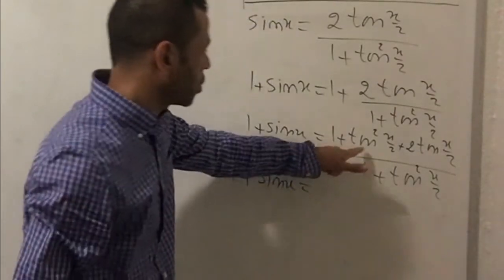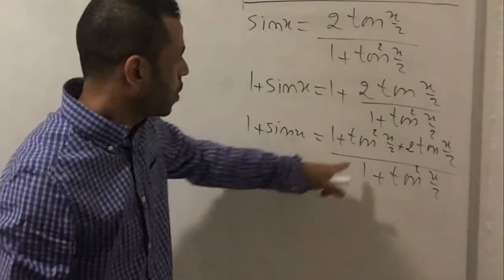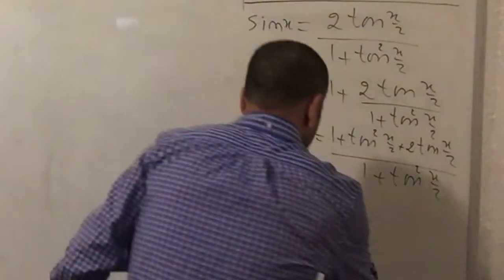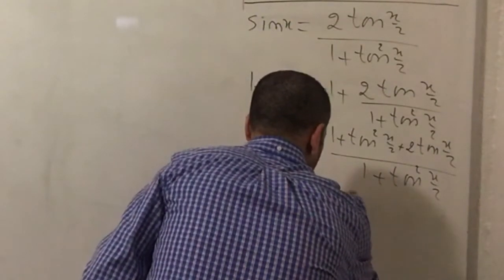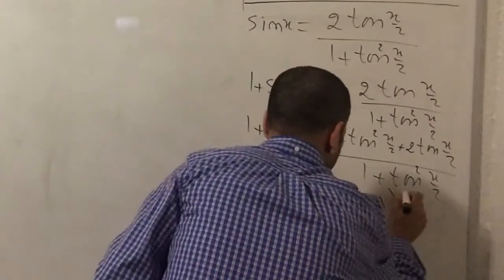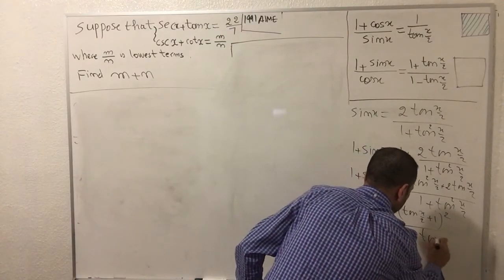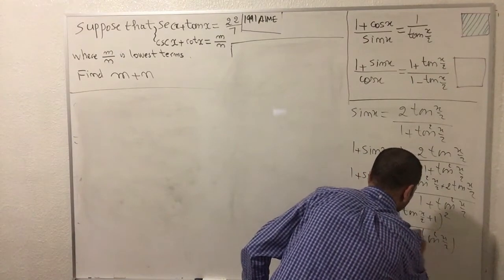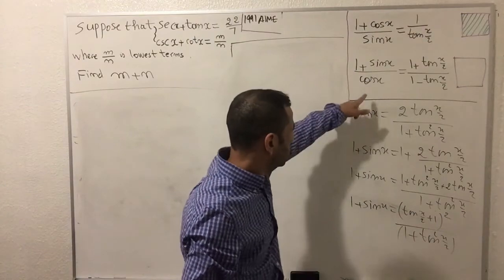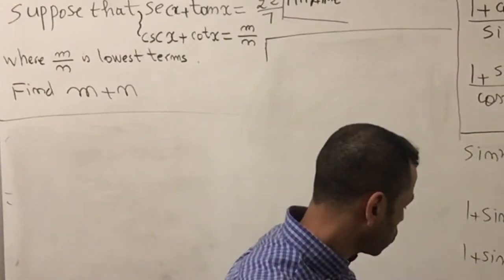So what is this? Tangent square x over 2 plus 2 times tangent x over 2 plus 1. This is the identity, tangent x over 2 plus 1. Okay. So this one equals tangent x over 2 plus 1 quantity square over 1 plus tangent square x over 2. Okay. I'm going to divide 1 plus sine x by cosine x to see what's the result. Okay.